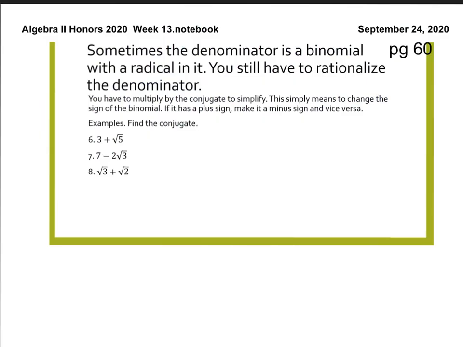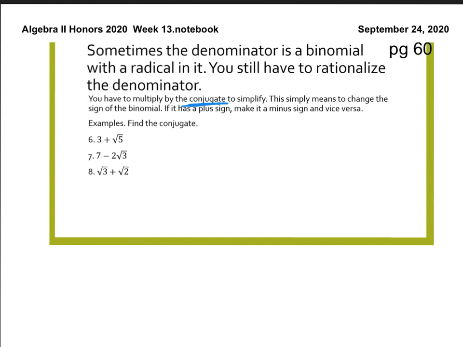Sometimes the denominator is a binomial with a radical in it. You still have to rationalize the denominator. You have to multiply by the conjugate to simplify. This simply means to change the sign of the binomial. If it has a plus sign, make it a minus sign, and vice versa. So we're going to find the conjugate.